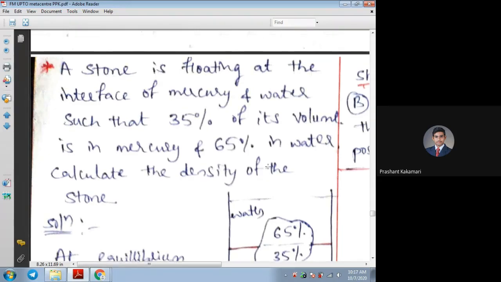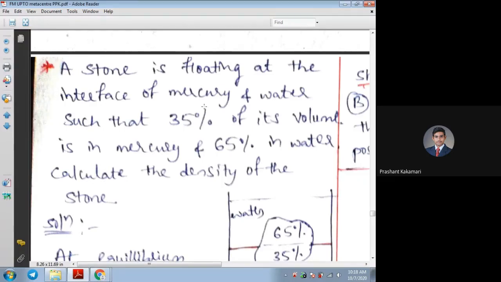So in this example, an object is floating at the interface of two liquids. Between the interface of two different liquids, it is floating, where mercury and water both are given. As per general observation, mercury has a higher density than water. So for our understanding, we'll take mercury at the lower level because of its higher density, and above this mercury, water is kept. And in between, at the interface between water and mercury, a stone is there.